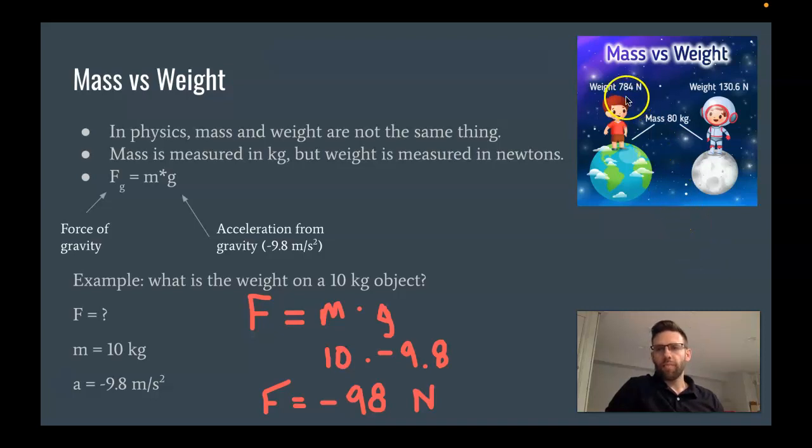He weighs a lot more on Earth than he does on the moon. And you might see videos of astronauts taking these huge jumps and bounds as they go on the surface of the moon. That's because they are actually lighter on the moon. They weigh less on the moon. Their mass is the same, but their weight is less because the force of gravity on the moon is less.